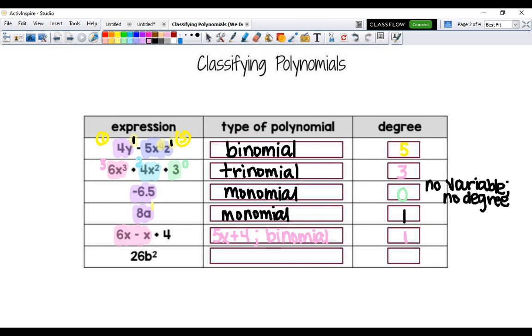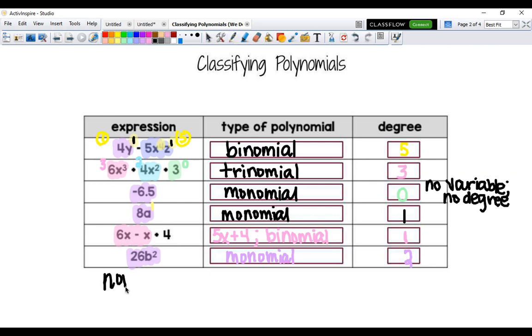26b squared. How many terms does it have? I only see one, not separated by no plus sign, not separated by no minus sign. Therefore, it is a monomial. What is the exponent on the variable? That's my degree, 2.